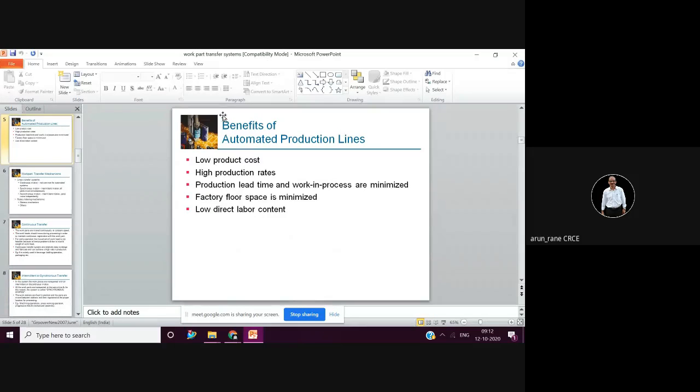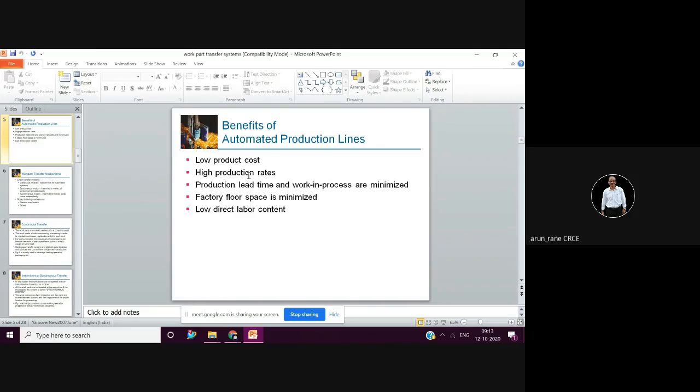What are the advantages it has? The advantages and disadvantages of automated lines, and the design of the production, are very well given in Groover. Groover is the name of the author. CAD CAM SIM by Groover.